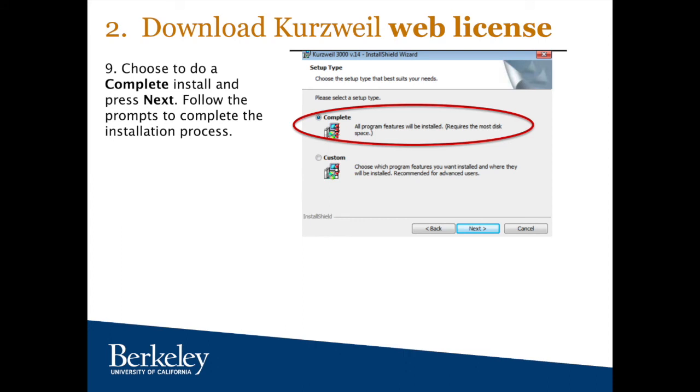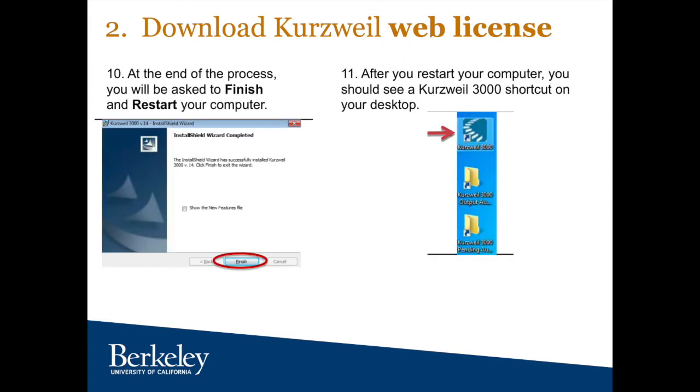Choose to do a complete install and press Next. Follow the prompts to complete the installation process. At the end of the process, you will be asked to finish and restart your computer. After you restart your computer, you should see a Kurzweil 3000 shortcut on your desktop.